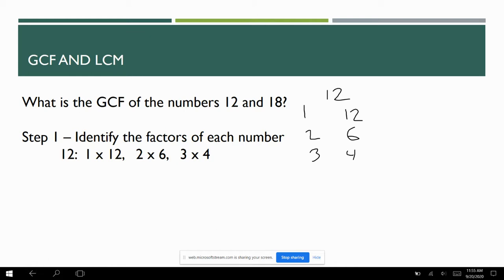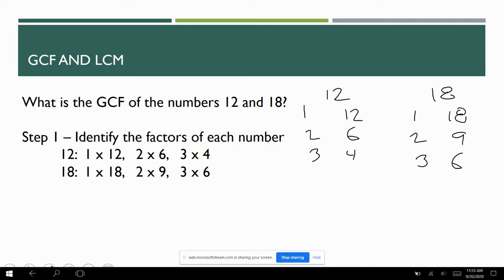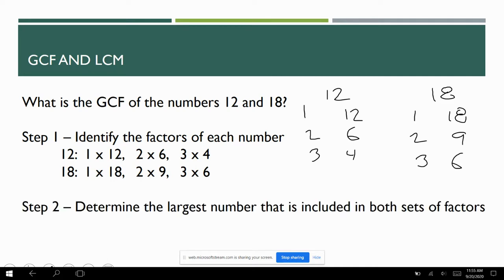Same thing for 18. 18 is 1 and 18, 2 and 9, and 3 and 6. And then we need to identify, what is the largest number that they both have in common, hence the greatest, largest common. They both need to have it. Factor, well, we're talking about factors. Well, that's going to be 6. So the GCF of 12 and 18 is going to be 6.